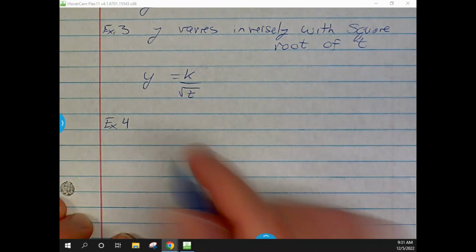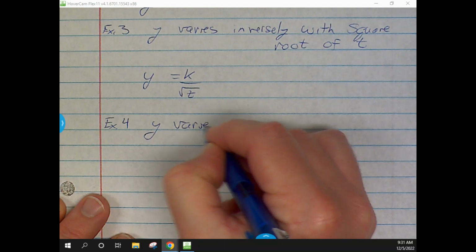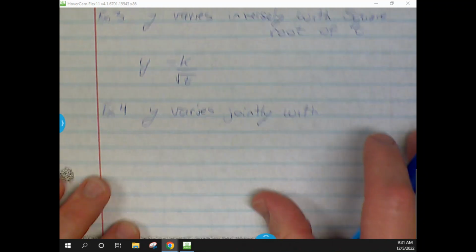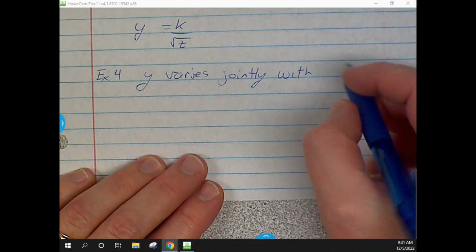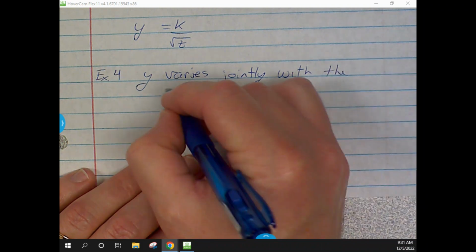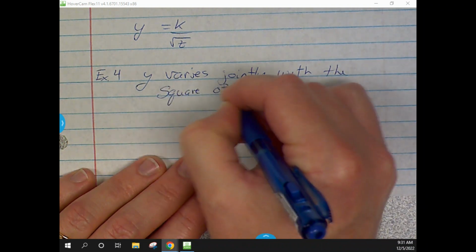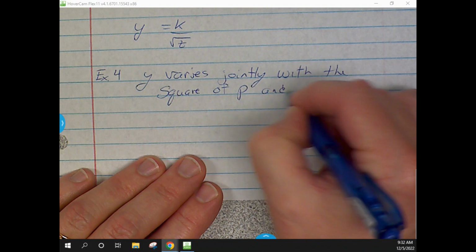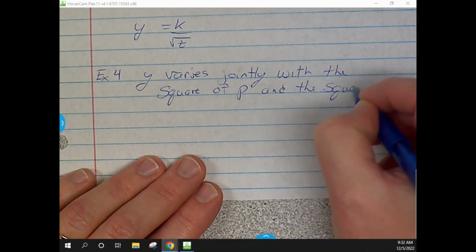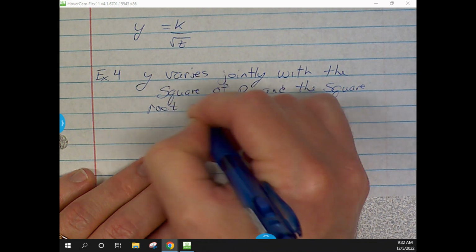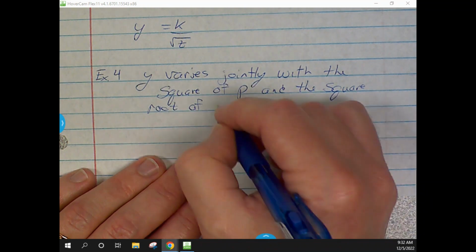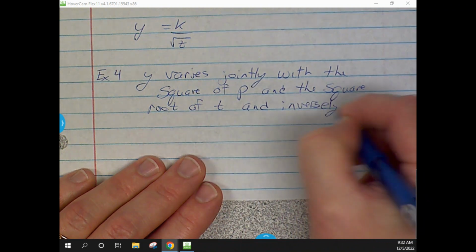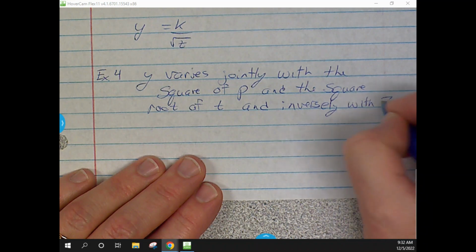All right, so the last one. Let's go y varies jointly with the square of p and the square root of t and inversely is z.